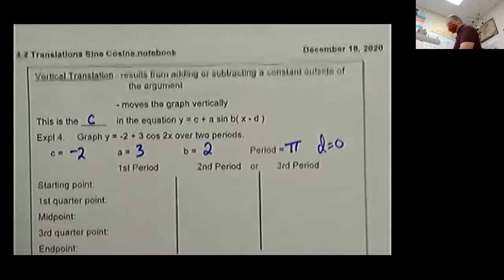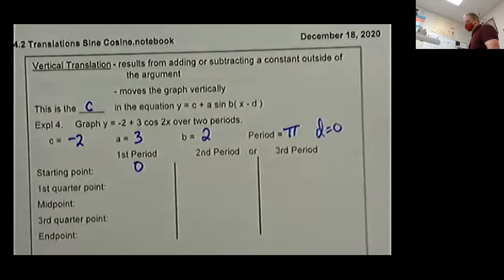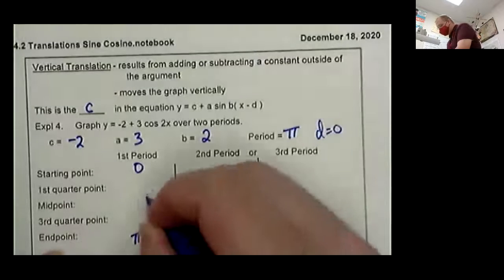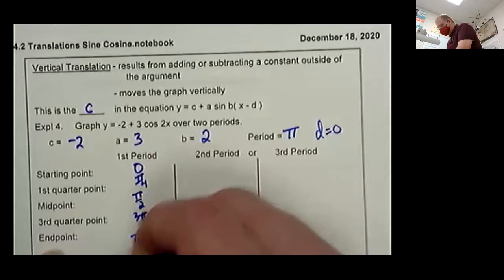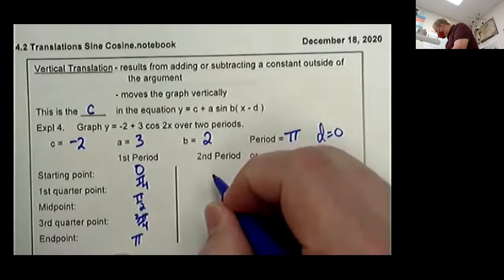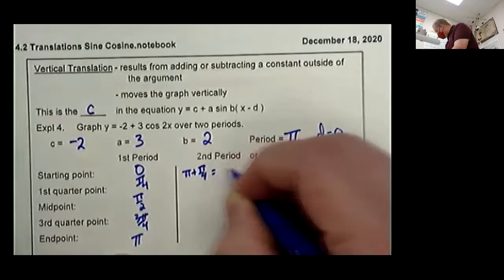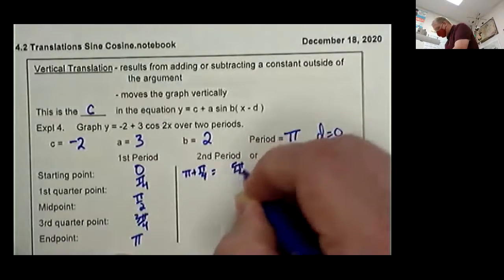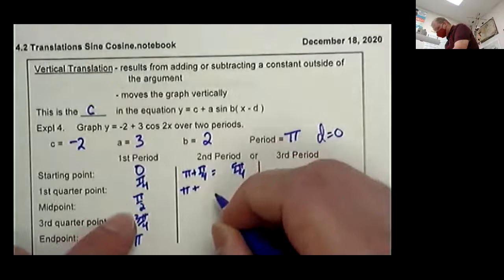So our starting point, we're starting at 0 because there is no phase shift. Our period is pi, so we have to end at pi. Halfway would be pi halves. Our quarter points would be pi fourths, pi halves, 3 pi fourths, and pi. So again, here it's just easy. We can count up just by pi fourths. So next would be pi plus pi fourths, and that would be 5 pi fourths. This would be pi plus pi halves.